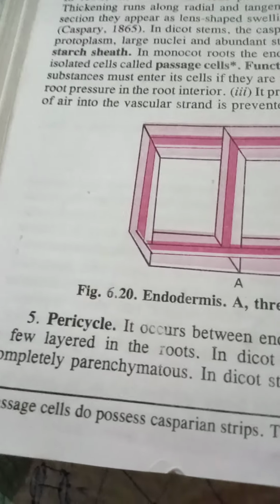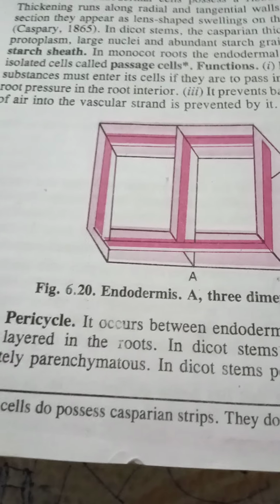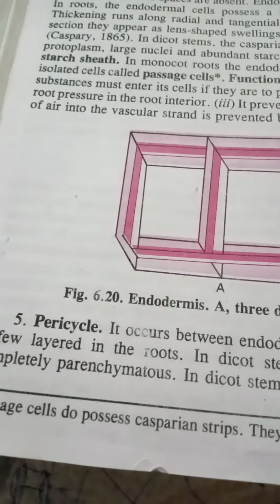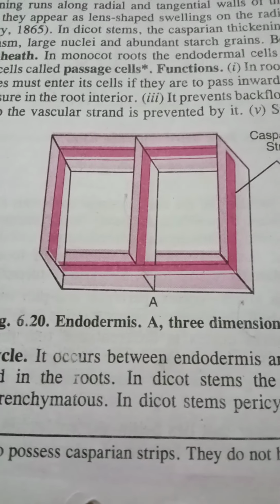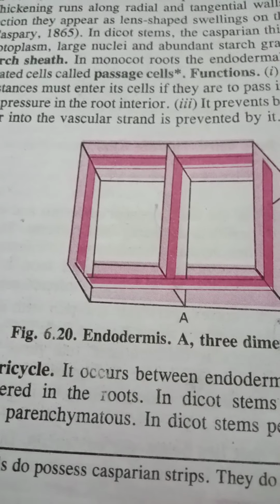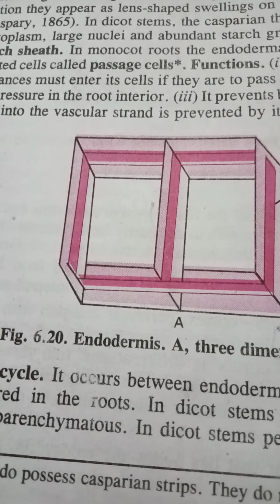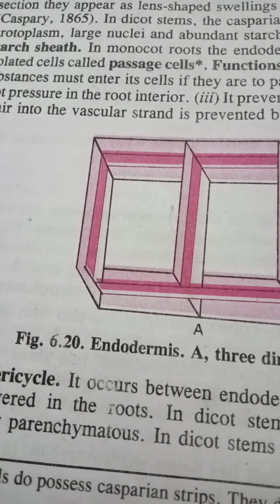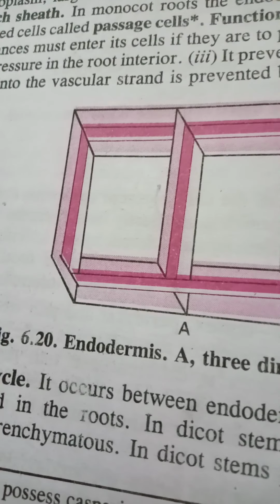So after that we come to the pericycle, which is the next layer of the ground tissue system. It occurs between the endodermis and the vascular bundles. It is generally one or sometimes few layered. It consists of sclerenchyma cells or parenchyma cells. Its main function is to provide mechanical support. Then they store food.